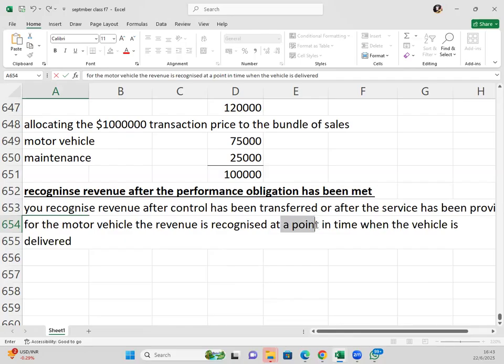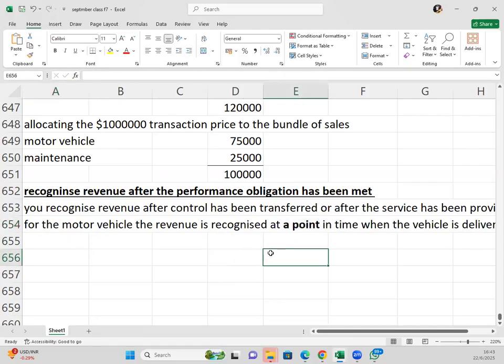So when we transfer the control, when we hand over the keys to the customer, that's when we are going to recognize revenue for the car, because the control has been passed to the customer at a point in time.